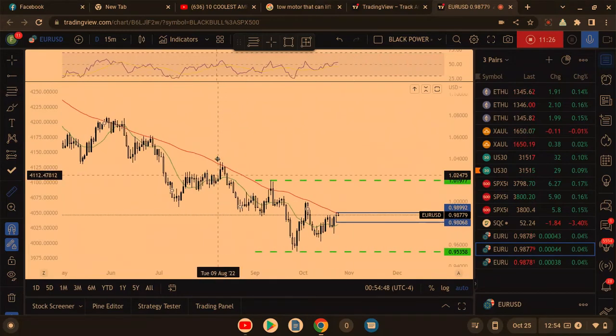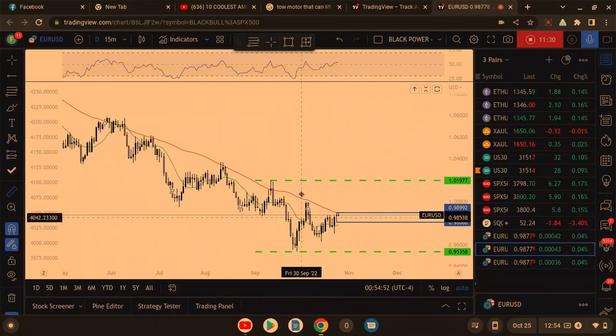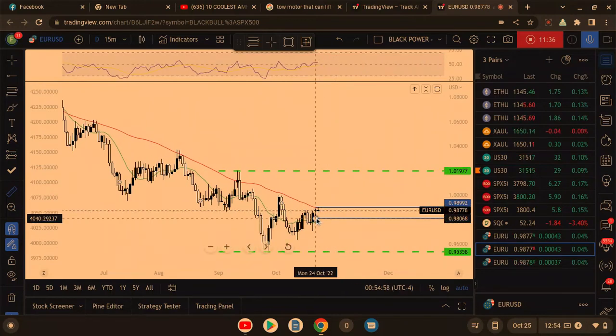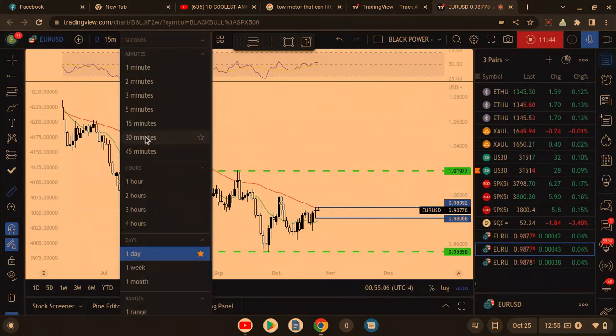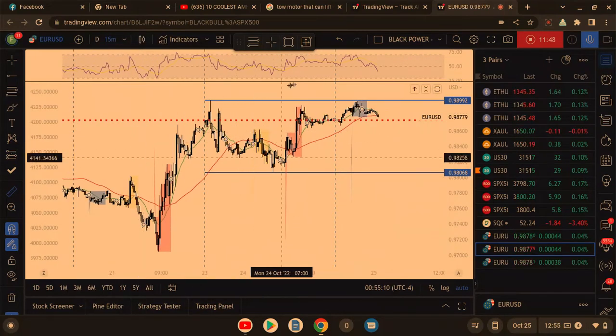We have one touch, two touch, three touch, four touch, five touch, and now we have a six touch here. So what are the chances that this fails on this indecision at the day high? Okay, that is a very attractive position to be in. Okay, and this thing could fall.